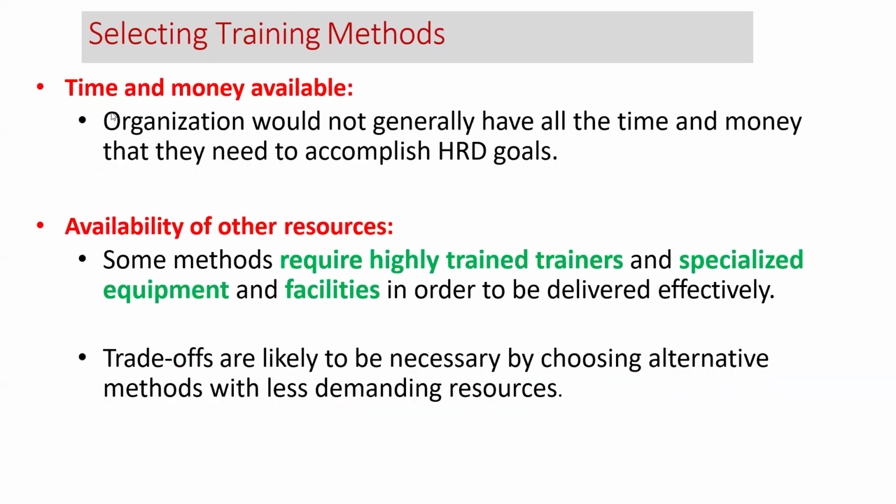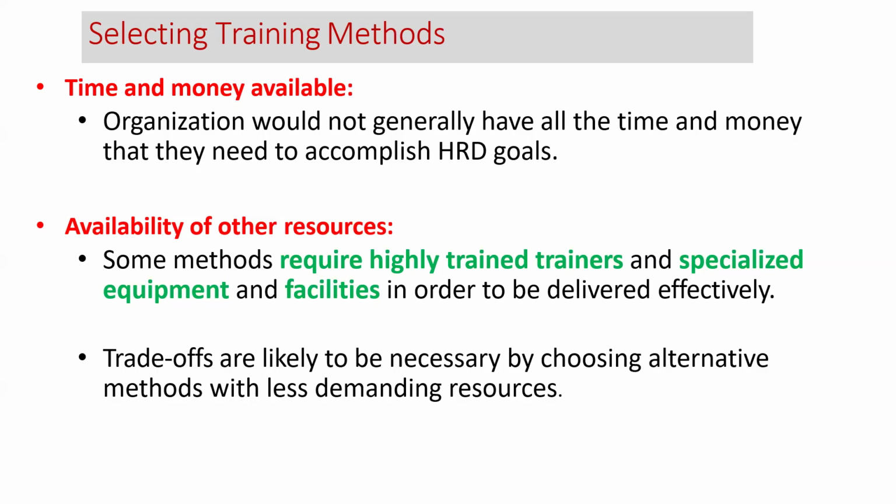Then the next one is time and money available. Again, your budget allocated, your time availability, or the money availability. So depending on the time and money availability, the training method needs to be determined. Sometimes you need to have expensive training from outside. In that case, if you don't have the money, consider off the job training versus on the job training.